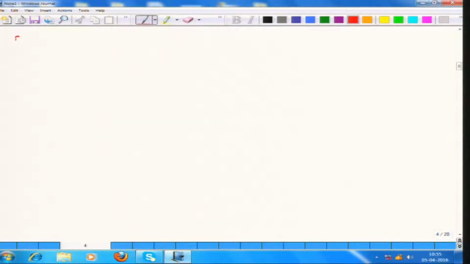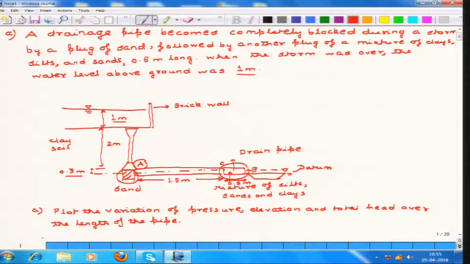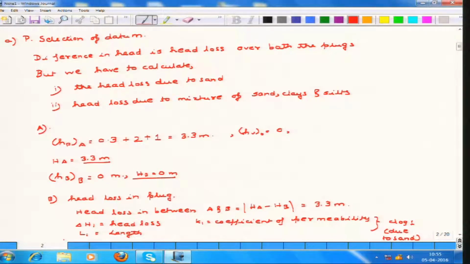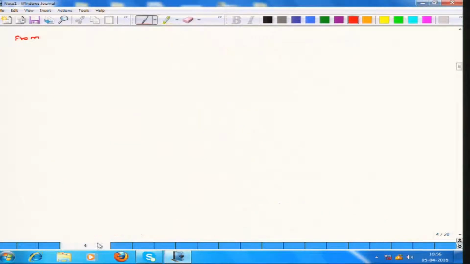Now, as we said in the beginning, when we discuss the variation of pressure, the head loss due to a mixture of sand, silts and clays and the head loss due to the sand, we will connect both by the continuity equation. So, from the continuity equation, the flow must be the same throughout the entire length of the pipe. That means Q1 must be equivalent to Q2.